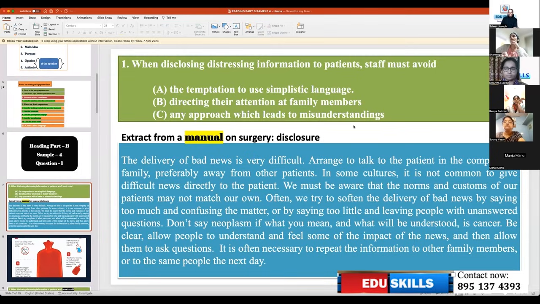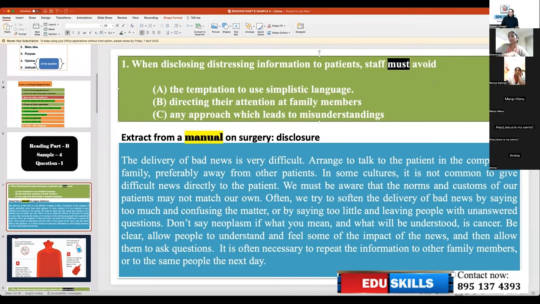So let's see the question now. When disclosing distressing information to patients, staff must avoid. Staff must. What is it? Modal verbs. Must means it is mandatory. And avoid means you should not do. As we said, a manual includes something that should be done, something that should not be done, must not be done. So here you have to look for something that you must not do, ought not do.